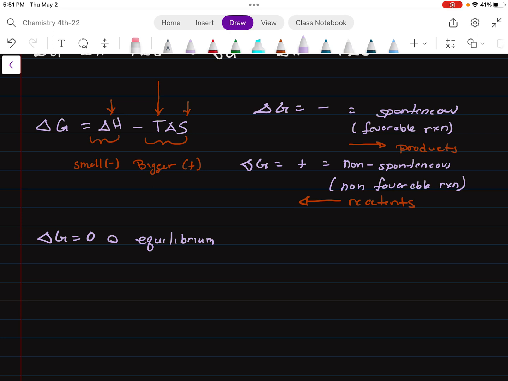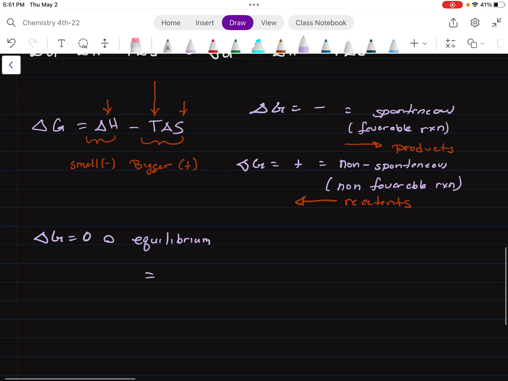Now, when delta G is equal to 0, right, then what's happening here is your delta H minus your T delta S is now going to be equal to 0, right? So what does that mean? Well, that means that if you have a delta G that's equal to 0, then you have a couple of assumptions you can make. So for example, you can say that delta H is then equal to T delta S, right?